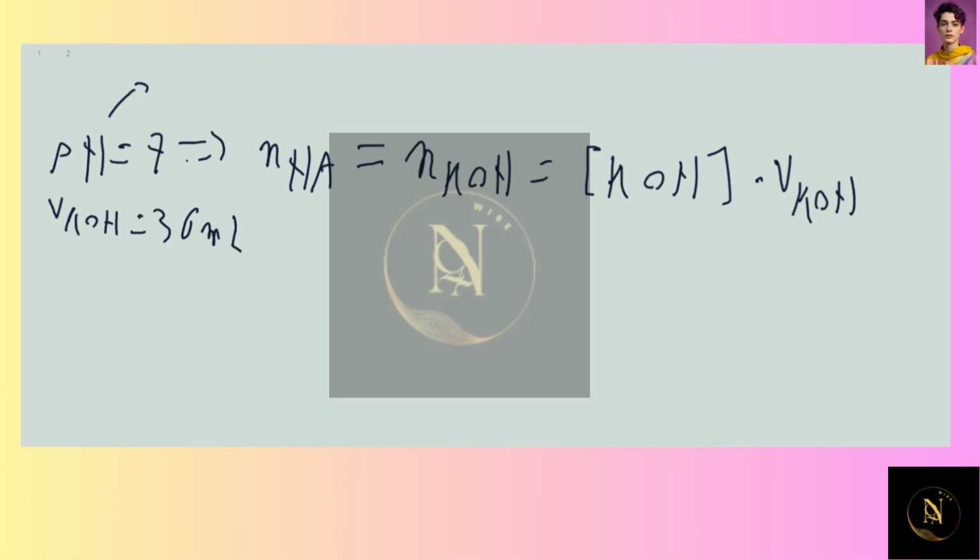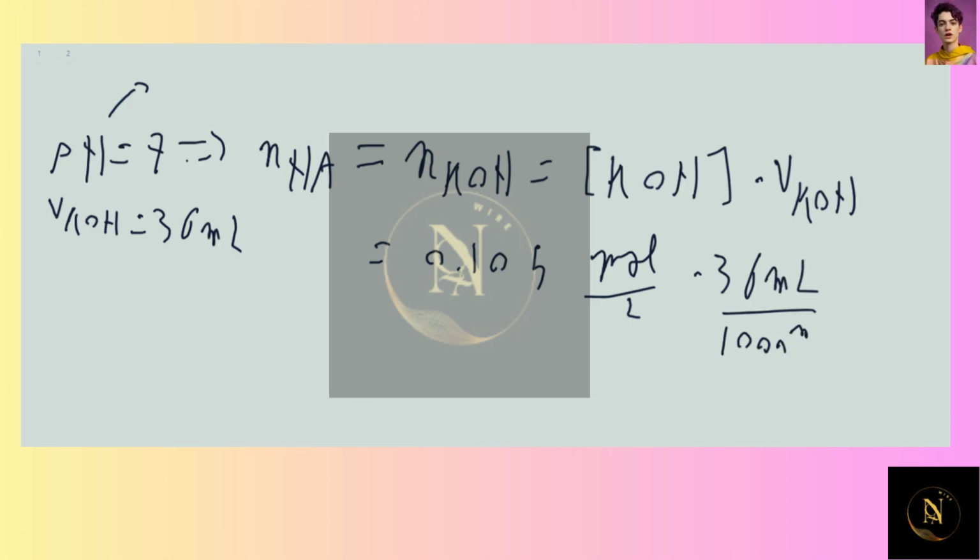Of course, n HA at this point is equal to the concentration, 0.105 mole per liter, don't forget the units, times 36 milliliters over 1000 milliliters per liter. So that'll land you with 0.00368 mole. Again, we're at an equivalence point, so that is the number of moles for both KOH and for HA. That is how much KOH you need to neutralize your acid.